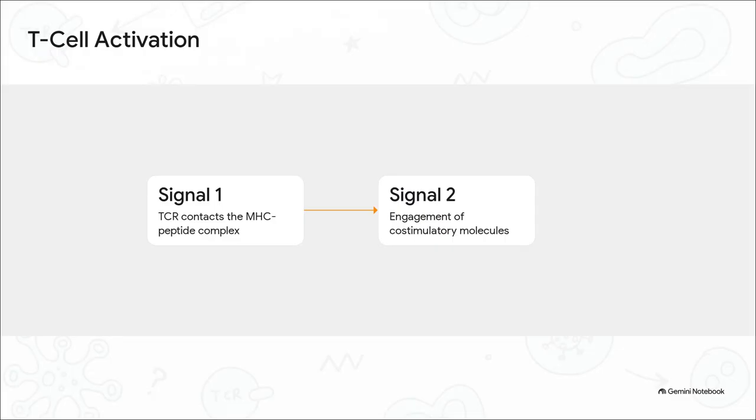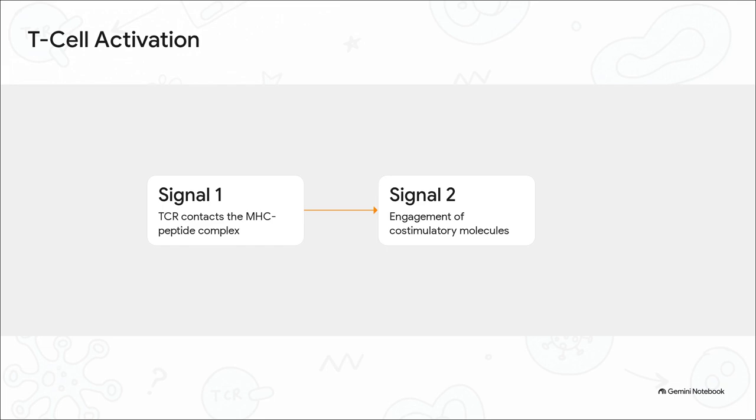But here is a brilliantly elegant failsafe built into human biology, the mandatory dual signal requirement. T cells are incredibly powerful, so the body absolutely doesn't let them activate on just one signal. Signal 1 is that specific contact between the TCR and the MHC peptide complex we just saw. But that's not enough on its own. You absolutely need signal 2, the engagement of co-stimulatory molecules. For example, CD28 on the T cell must lock into CD80 or CD86 on the antigen-presenting cell.